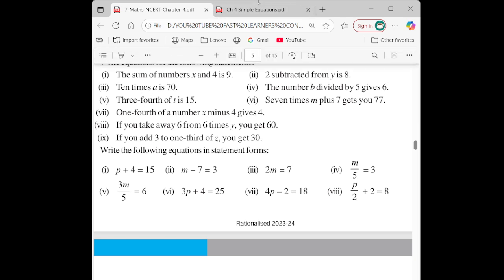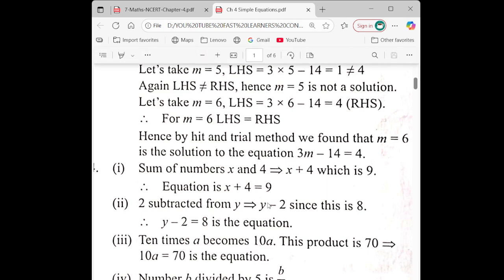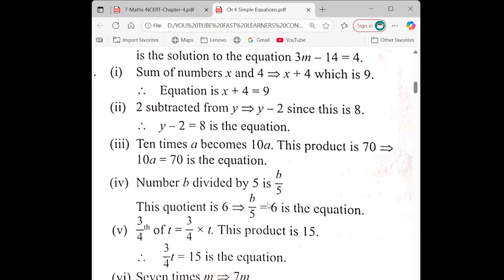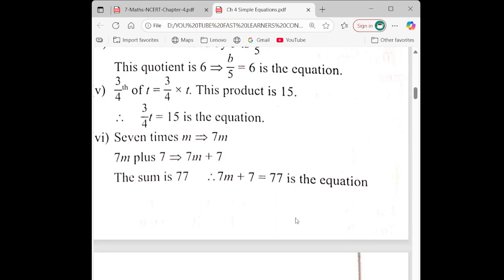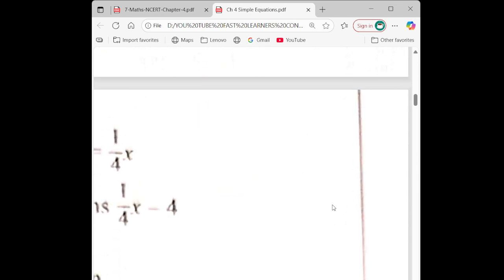So you will write, see, I'll show you here. This is how you will write the equation. 10 times a means you will write 10a equal to 70. b divided by 5, you write this way and then equal to 6. 7 times m plus 7, so 7m plus 7 you write this way. So this is the conversion of statement form into equation form.